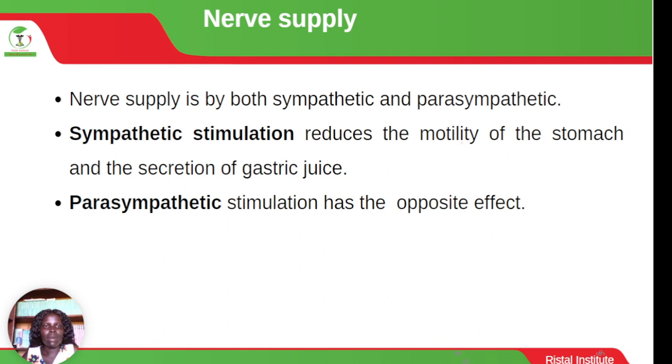Then the nerve supply is by both sympathetic and parasympathetic. The sympathetic stimulation reduces the motility of the stomach and the secretion of gastric juice, whereas the parasympathetic stimulation has the opposite effect. So that means that it increases the motility of the stomach and the secretion of the gastric juice.